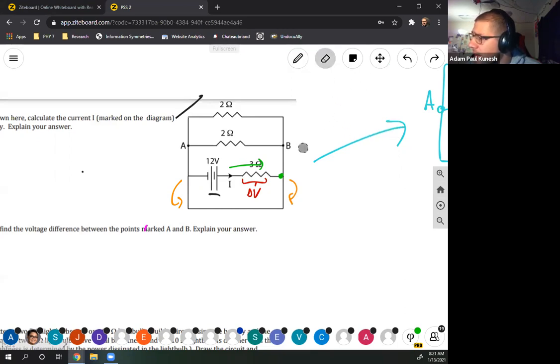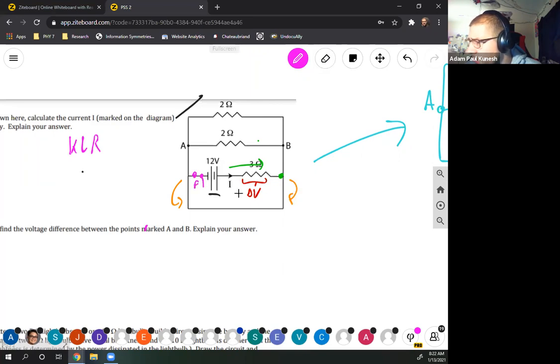So if I'm looking to find the current exiting my battery here, there are a few ways I can do that. They're all going to involve Kirchhoff's voltage law, Kirchhoff's loop rule. So I can think of a couple of loops. Okay, let's think of a couple of loops. I'll start at the tail of the battery and I'll end at the tail of the battery.